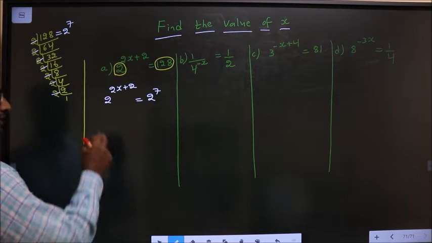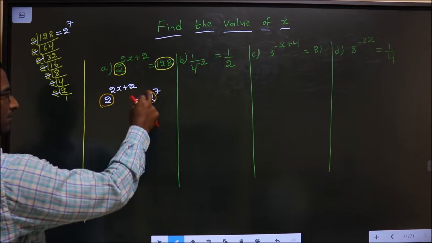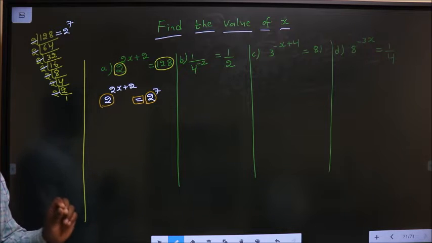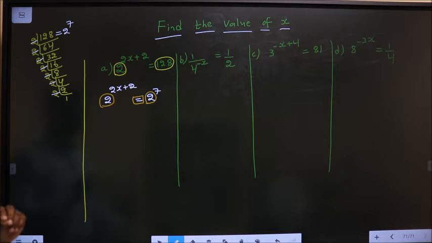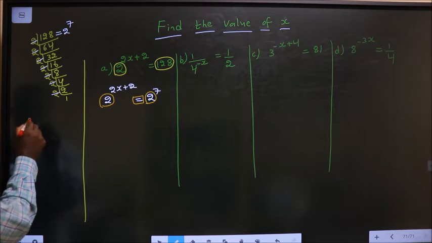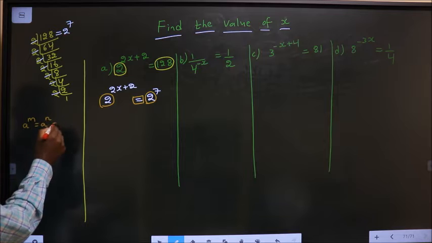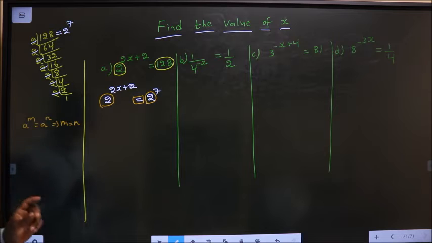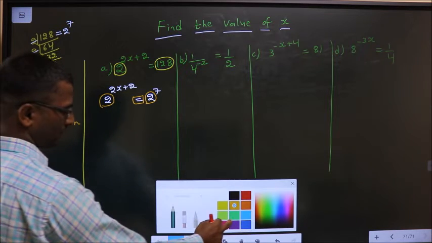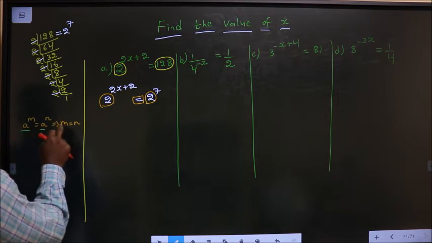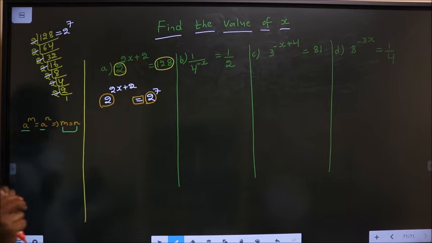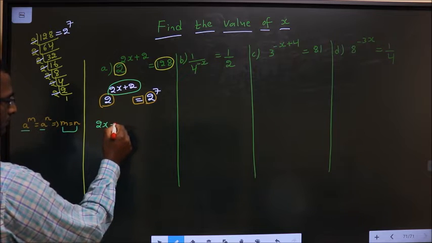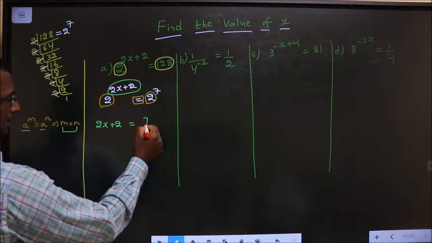Now your observation is bases are same. You have equal to between them. So whenever bases are same, equal to is present, the rule is this one. If a power m equal to a power n, the bases are same, equal to is present, means the powers should also be same. Okay, bases are same, equal to, that means powers should also be same. So here the power is 2x plus 2. Here the power is 7.